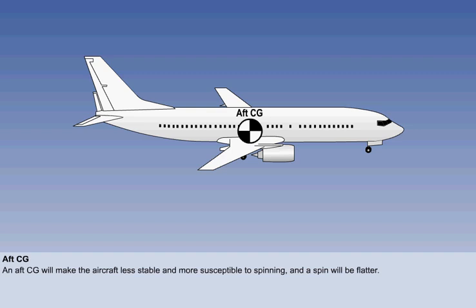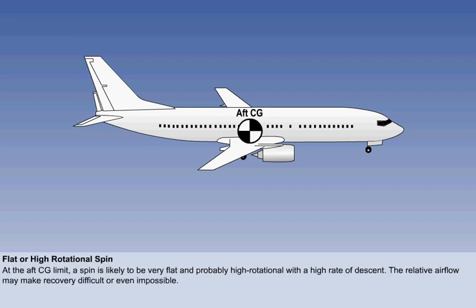If a spin is entered with an aft CG, the spin attitude will be flatter than with a neutral or forward CG. If the CG is at or outside the aft limit, if power is left on, or even if in some aircraft types the recovery actions are incorrect or incomplete, the spin may become flat.